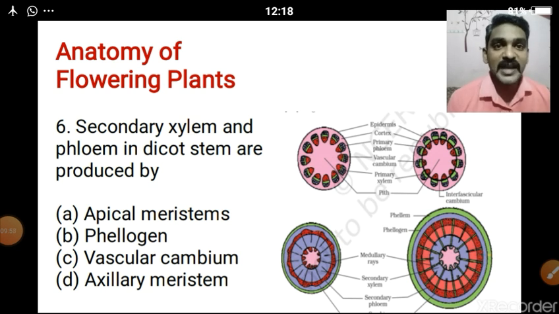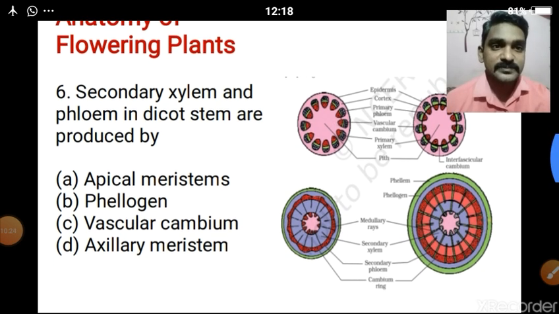Here the secondary xylem and phloem in dicot stem are produced by. So this is also directly from the NCERT book only, they have asked this question. If you go through the NCERT book line by line, you can answer more than 80 to 85% of the questions. A few questions, like 15 to 20%, they will be asking apart from NCERT. That means the concept will be from NCERT, but you have to apply it. Okay, applicable questions will be there.